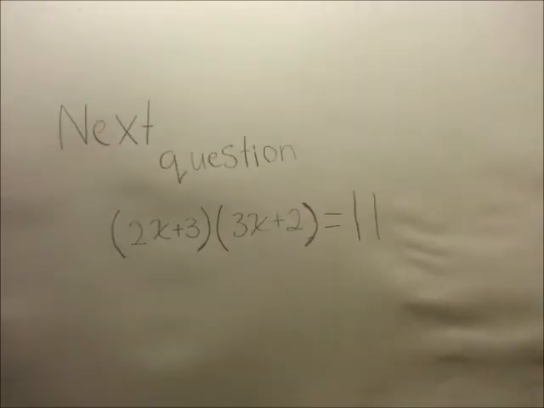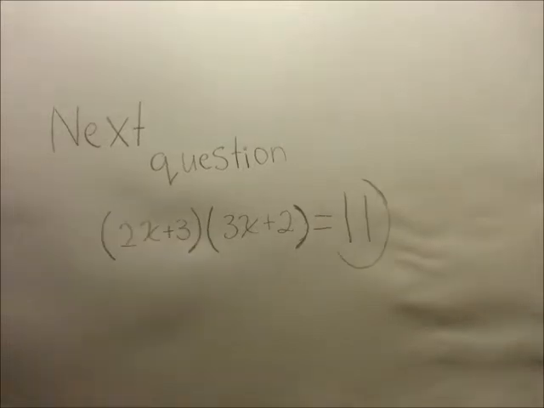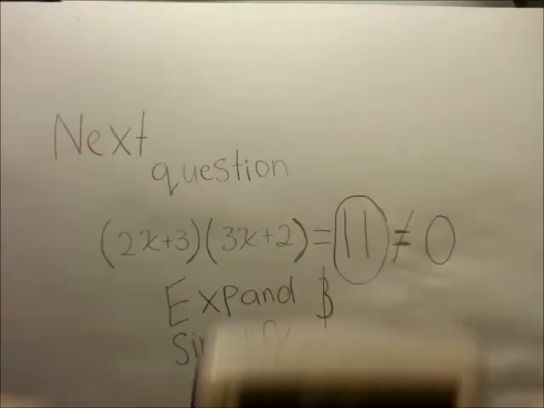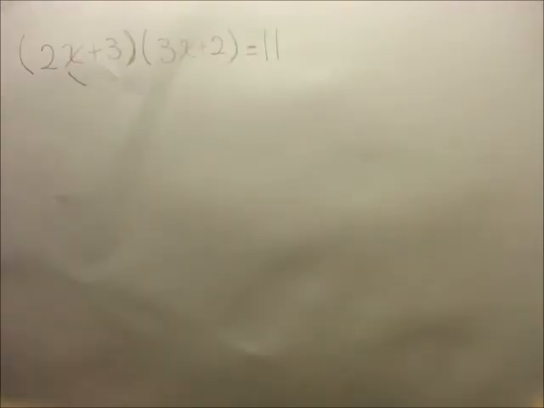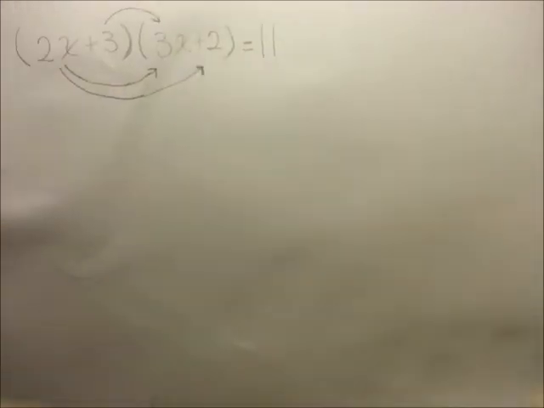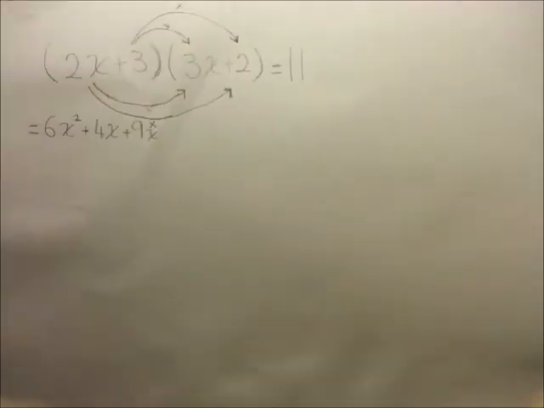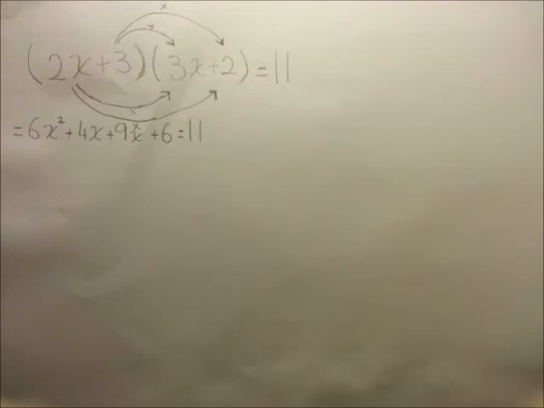Now for the next question. Okay, we want to solve this equation. You might think that it's already factorized so I don't have to do any further factorization. But see how it's not equal to 0, it's equal to 11. We can't leave it like this, we have to simplify and expand it out again. So what you want to do is use the FOIL method and expand it out like this, and make it equal to 11.